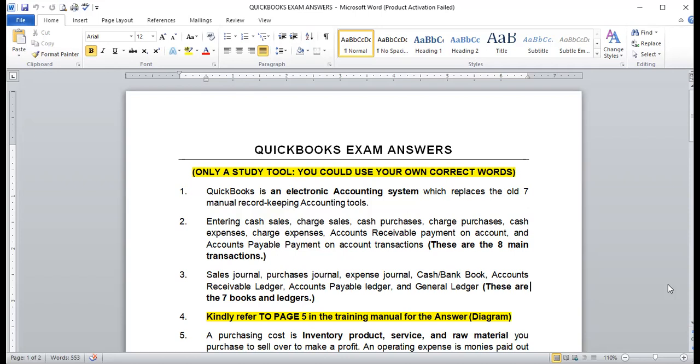And going forward, the classes don't have to be with you both together. It could be one-on-one with each one of you separately, depending on the schedule.